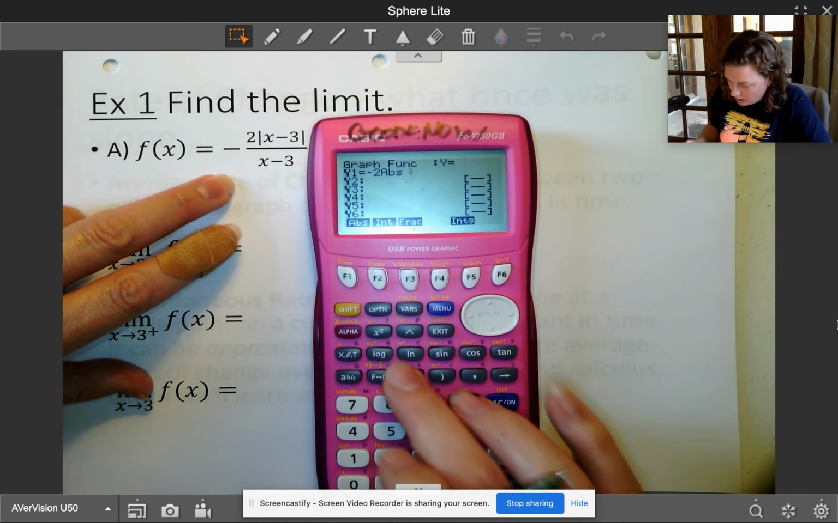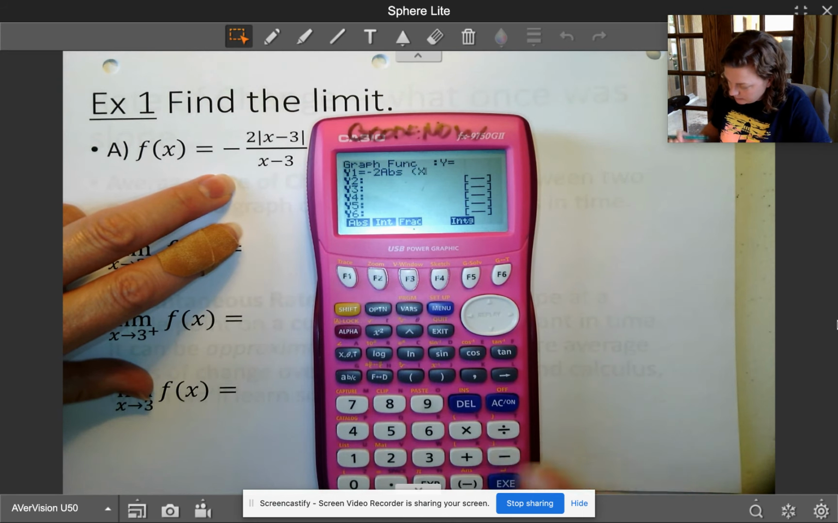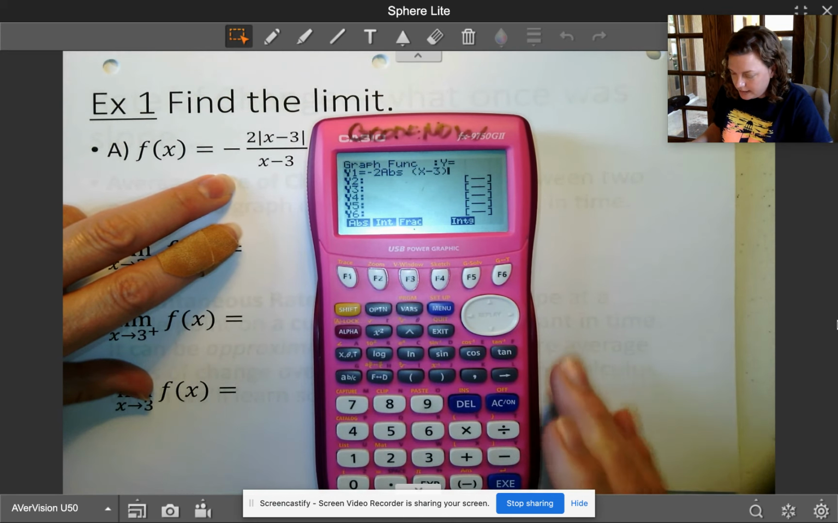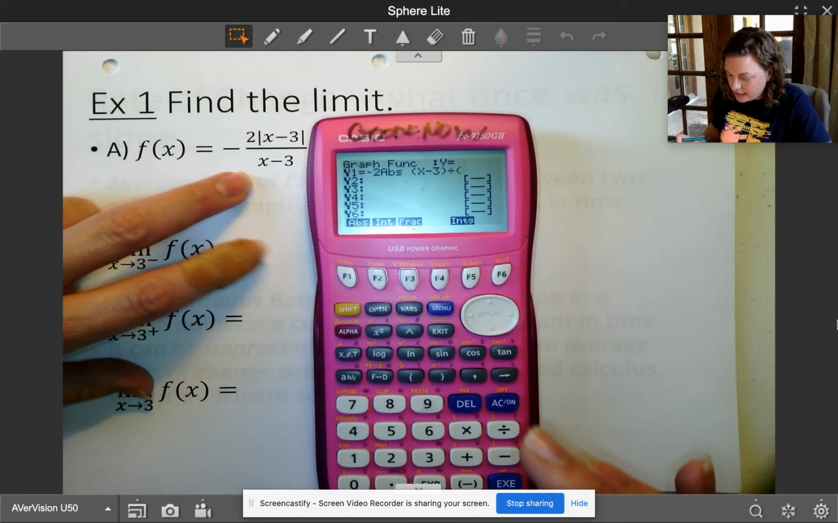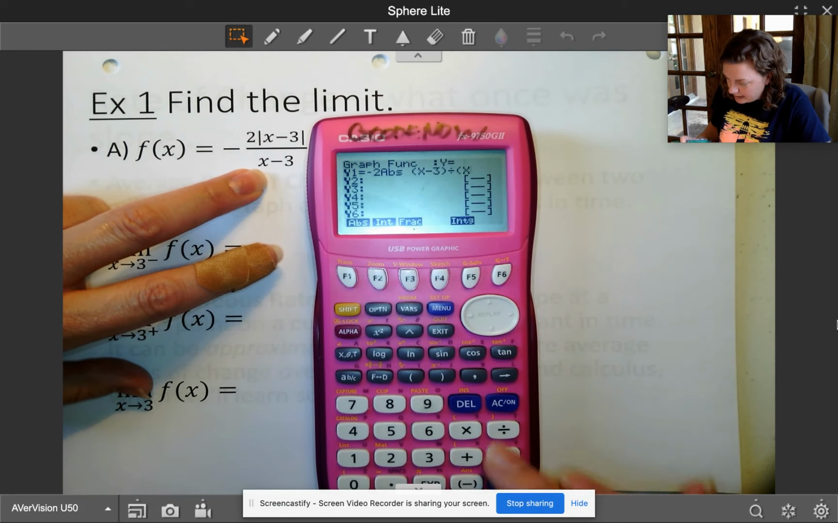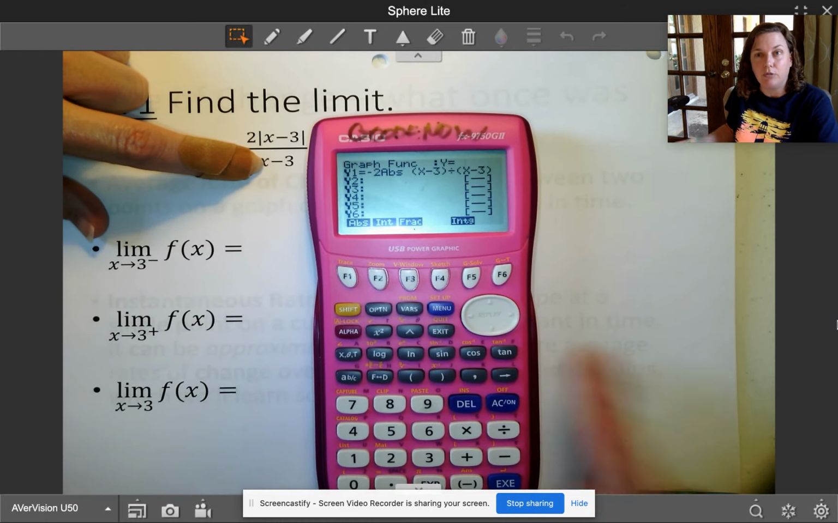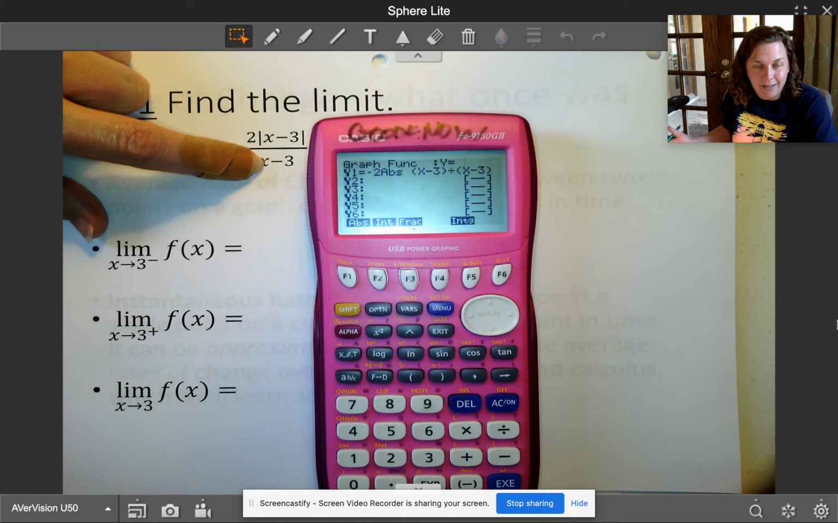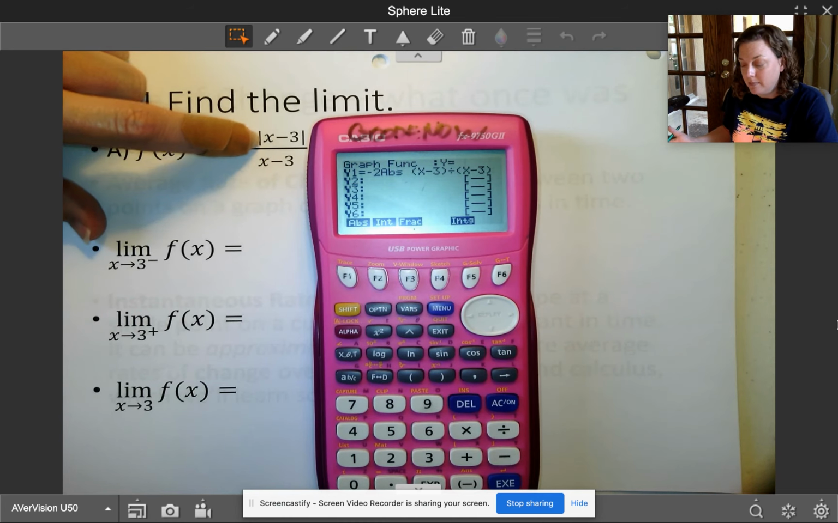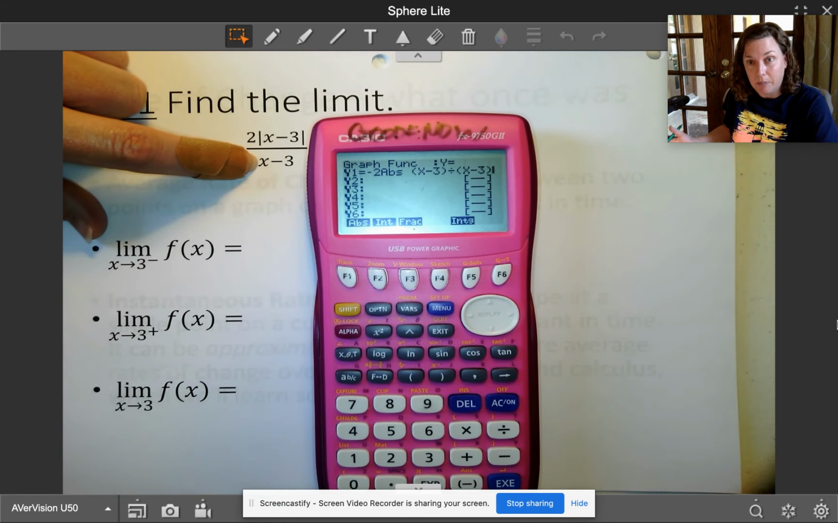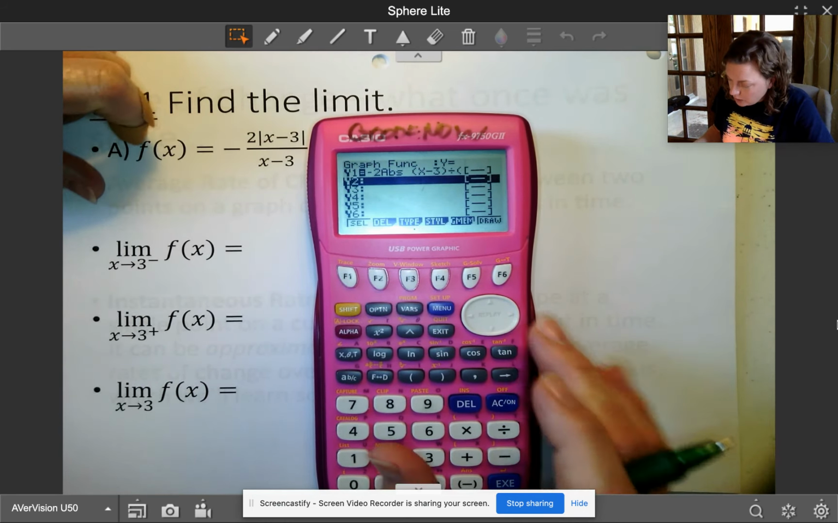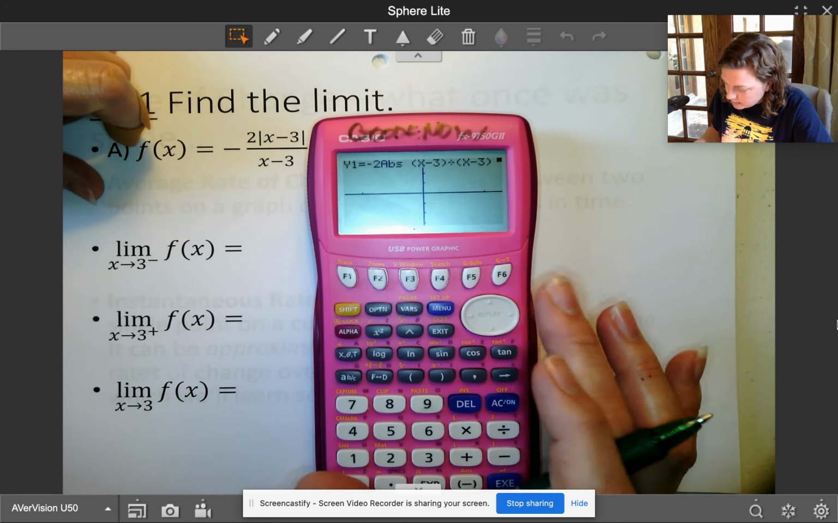Absolute value of x minus 3 inside parentheses there, and then I need to divide by the entire x minus 3. And I really think the best way to think about this is we have x minus 3 over x minus 3, which reduces to 1. And the only difference being that numerator, that absolute value, is always going to be positive. However, this one might change. So if we can go ahead and look at the graph.